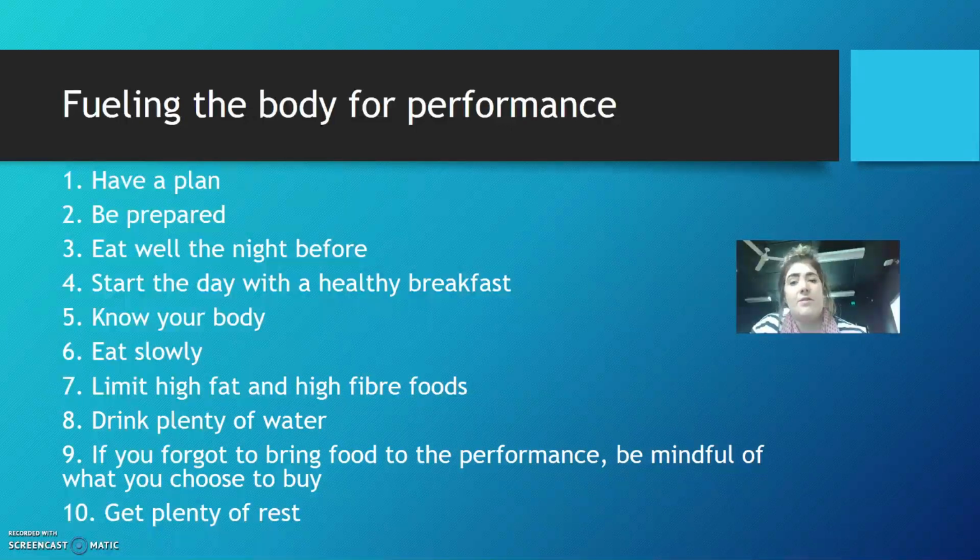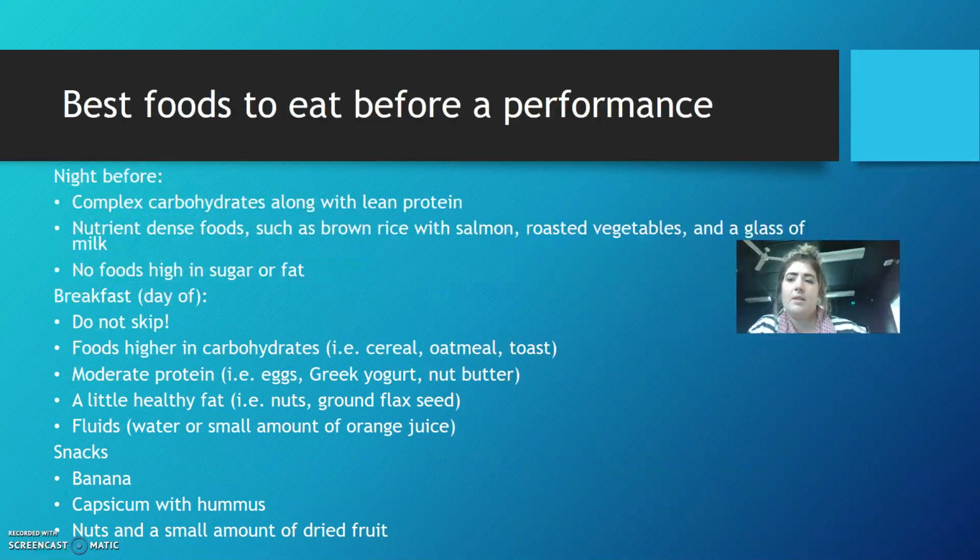You need to eat your food slowly and be mindful when you're eating. Try to limit foods that are high in fat and high in fiber, as they make you feel bloated and sick. Make sure that you drink lots of water and keep hydrated. If you forget to bring food to your performance, just be careful what you buy out in the foyer or at the shops that's quick and easy, because that can be an unhealthy option. And you need to make sure that you get plenty of rest the night before your show.